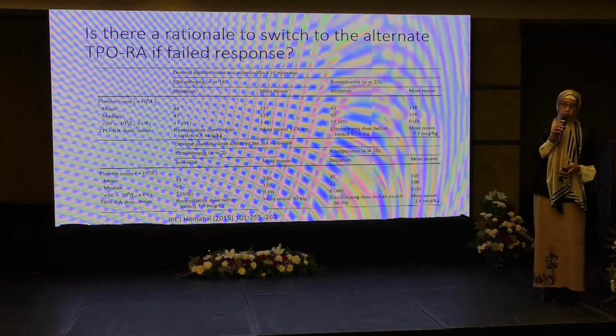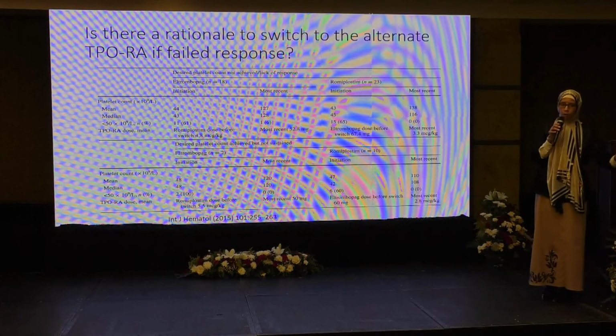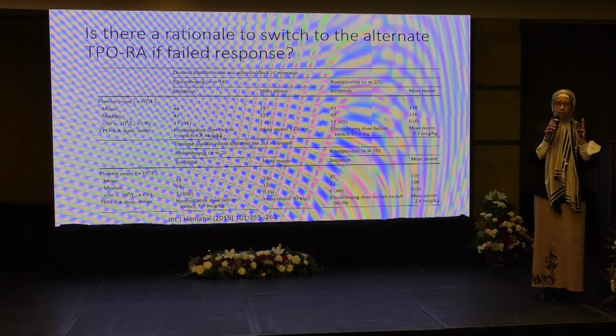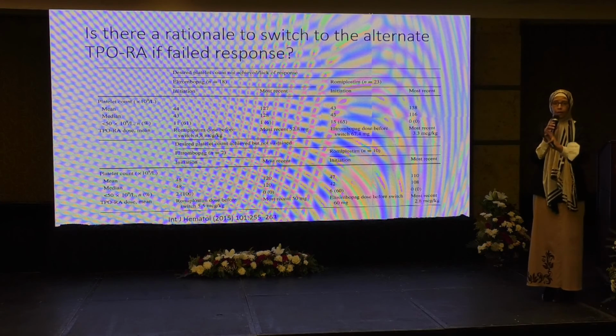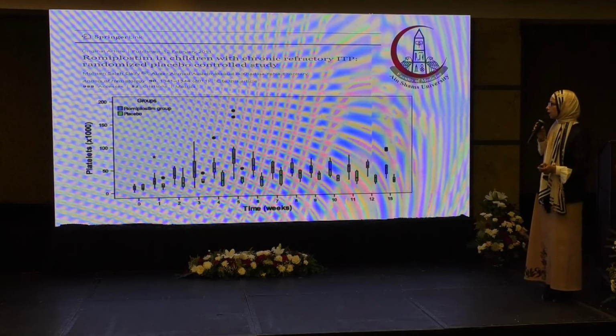There is a rationale for switching. We can switch after exhausting the dose of one brand to the other, but please, before switching, guarantee 10 mcg per kg of Romiplostim for 4 weeks before declaring failure. For Eltrombopag, 75 mg for 6 weeks before declaring failure.